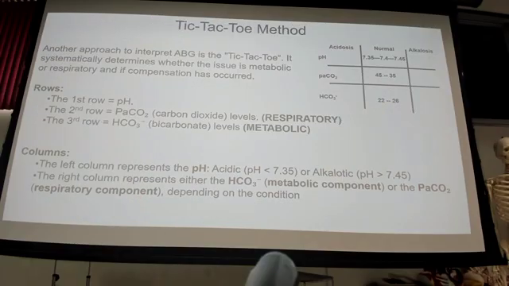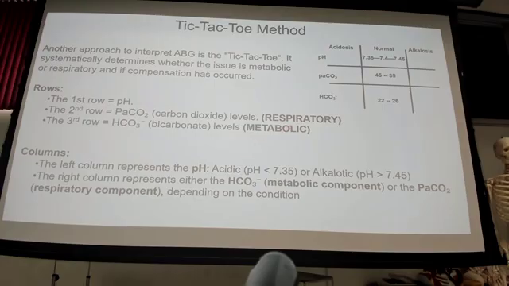So this is the method that we're gonna use to calculate arterial blood gases. That's the tic-tac-toe method. And so what you do is you set up your tic-tac-toe table, and the rows are pH, PaCO2 and bicarbonate, and then the columns are acidosis, the normal range for all of these values, and alkalosis.